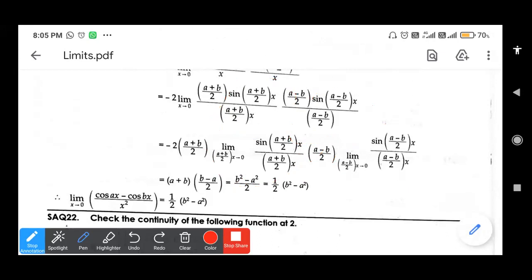Then what is left? Minus 2 into (a plus b) by 2 into (a minus b) by 2, which is (a plus b) into (a minus b), nothing but b square minus a square. Minus 2 and minus 2 will get cancelled out. Then what is the final answer? Half of b square minus a square.